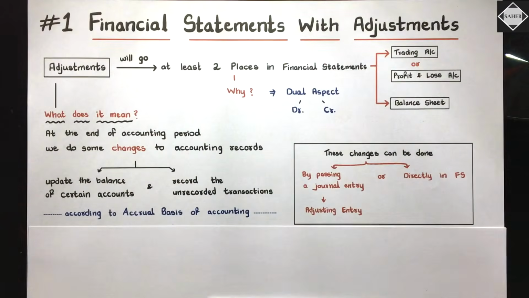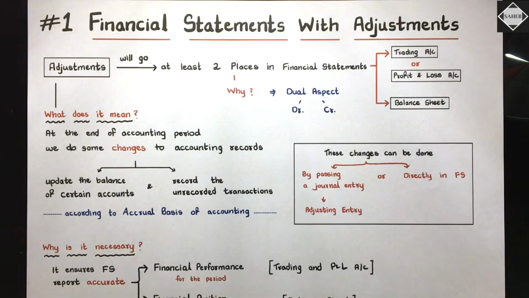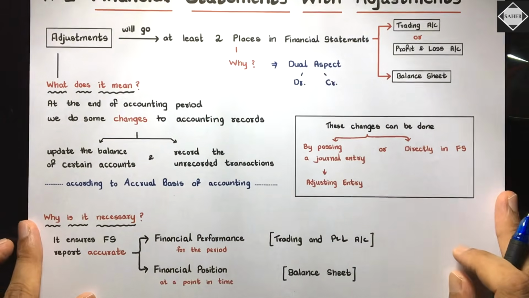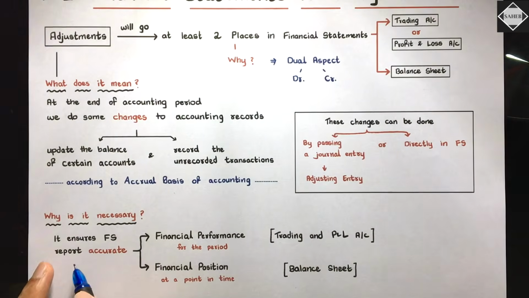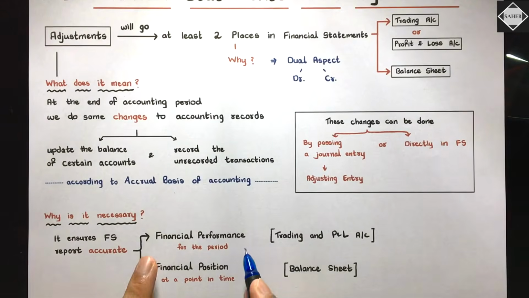Directly doing it in the financial statements. Is that clear? This is what we are focusing on in your syllabus. Is it clear? Simple. So see here, why is it necessary? Why is doing the adjustment necessary? Because it ensures financial statements report accurate financial performance for the period.